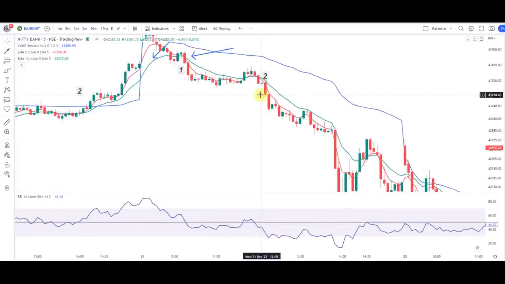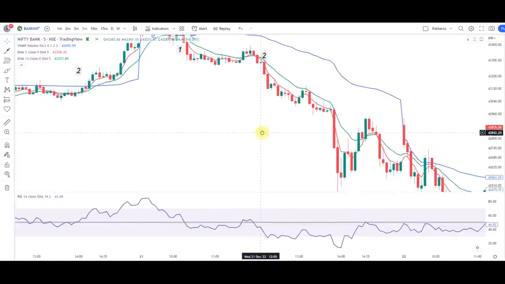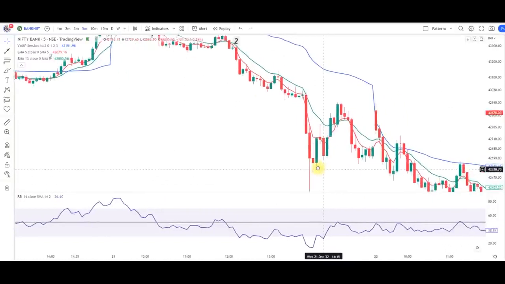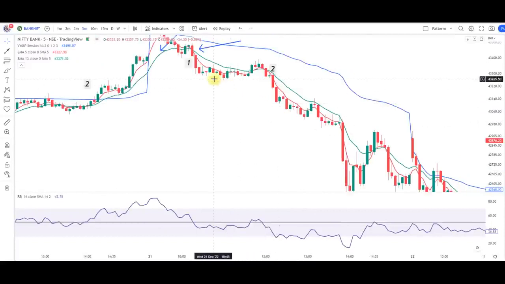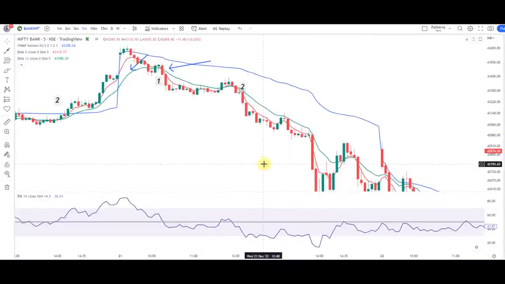Okay. After that we got nice down move. You can trail along with the 5 EMA. So till 3 o'clock the price was moving down. So the second day also we got 2 trades and our stop loss also didn't get hit on the second day. We can see the third day now.